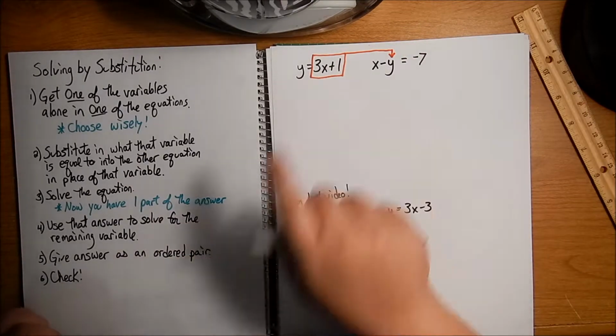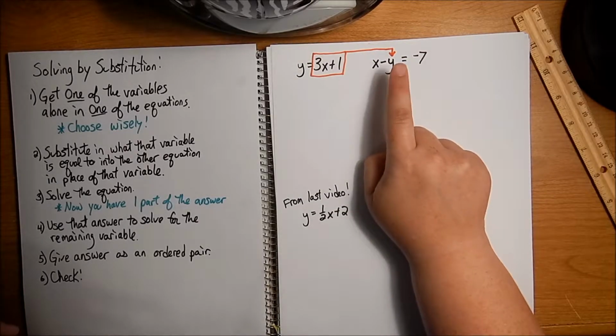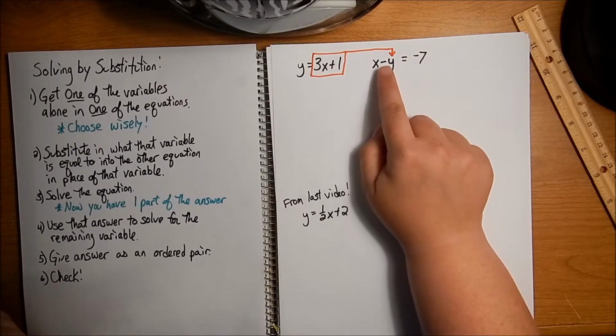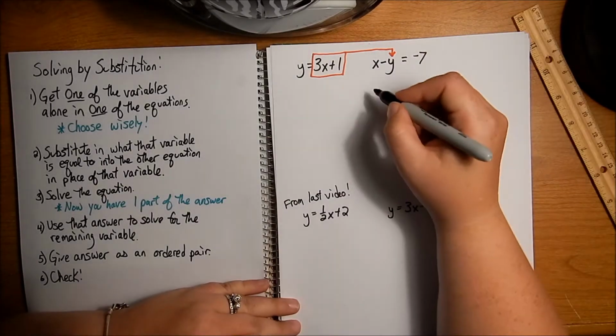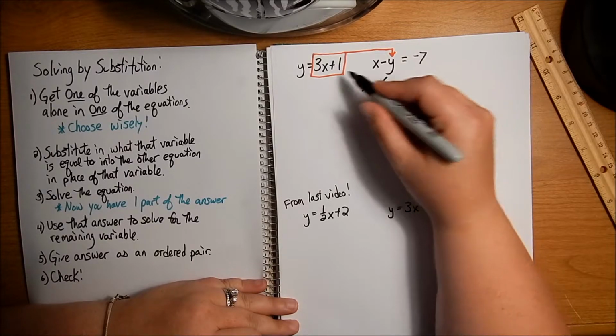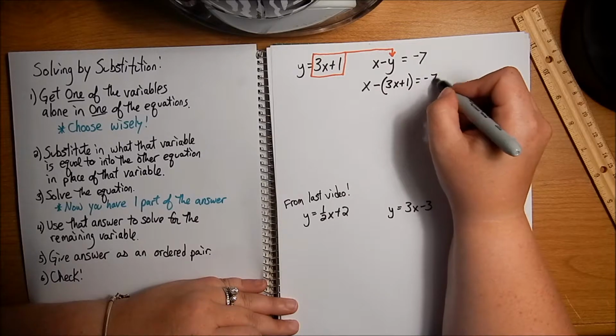Okay, so y is equal to 3x plus 1. That whole entire thing. I'm going to write 3x plus 1 here instead of y. But there's a problem. I'm subtracting y. I'm subtracting everything that y is. So when I plug this in, I really have to do it like this. Minus everything that y is, which is 3x plus 1, equals negative 7.